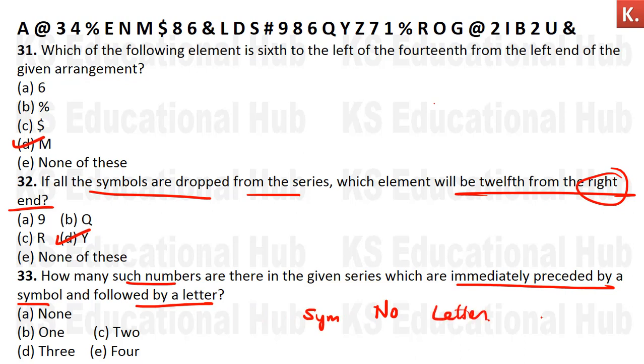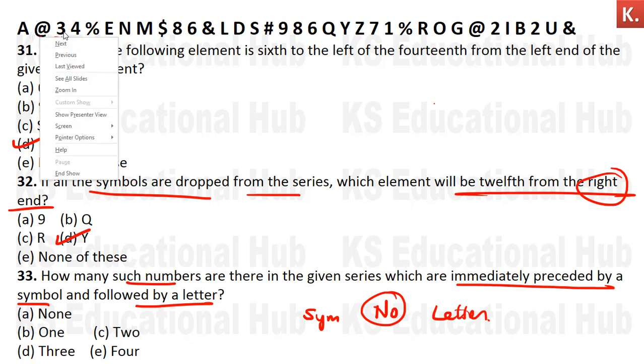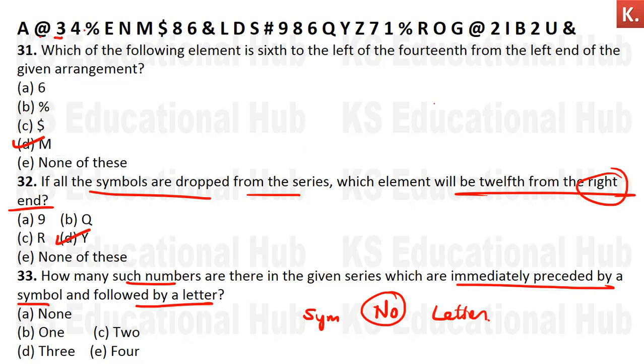Symbol, number, letter. For that reason, I'm going to consider only the numbers because there are fewer numbers here. So 3 is here. 3 is immediately preceded by a symbol, of course, but 3 is not followed by a letter, so this cannot be considered. 4 cannot be considered because it's not preceded by a symbol anyway. The next number is 8. 8 is immediately preceded by a symbol, but it is not followed by a letter, so this one has to be ignored.